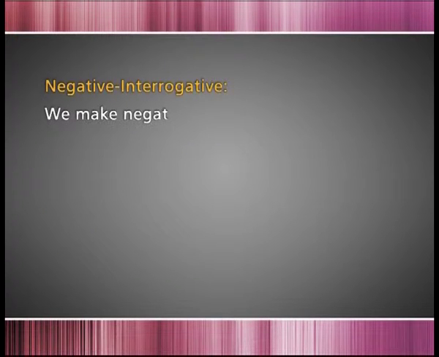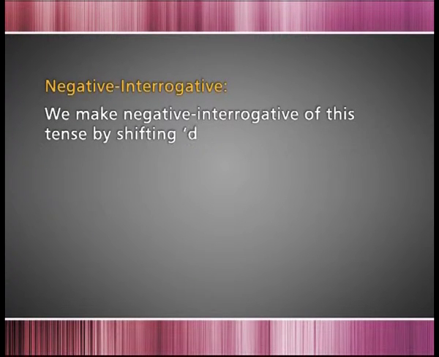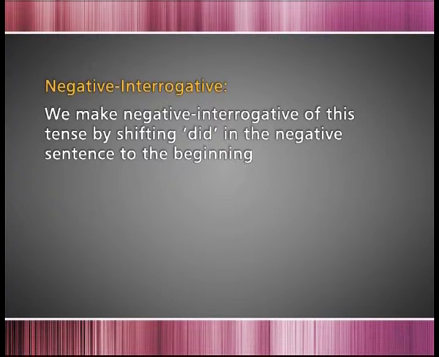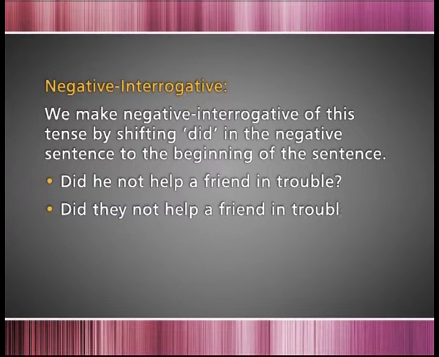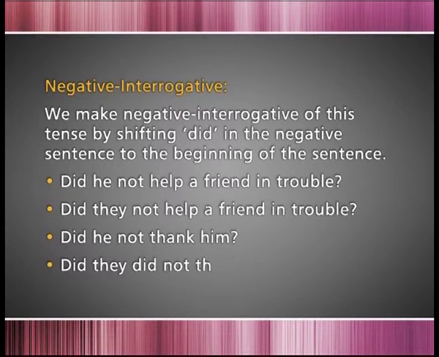Negative interrogative. We make the negative interrogative of this tense by shifting did in the negative sentence to the beginning of the sentence. Did he not help a friend in trouble? Did they not help a friend in trouble? Did he not thank him? Did they not thank him?